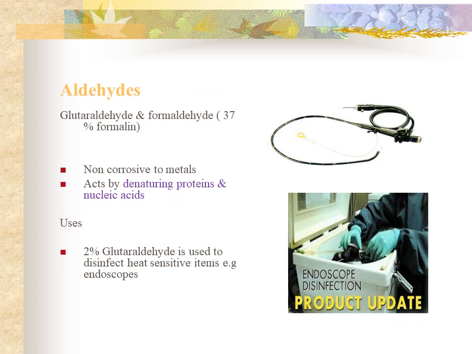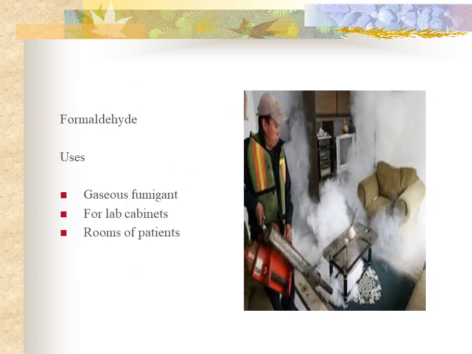Then we have the aldehydes, including glutaraldehyde and formaldehyde. Formaldehyde is the 37% formalin and acts by denaturing proteins and nucleic acid. And we can have a 2% glutaraldehyde that is used to disinfect heat sensitive items such as the endoscopes. The formaldehyde is used as a gaseous fumigant for lab cabinets and rooms of patients.